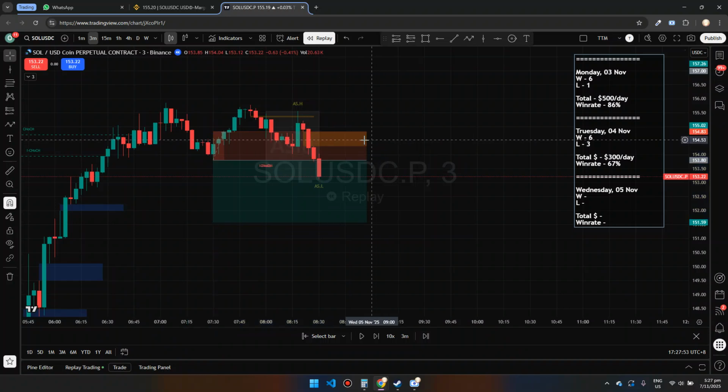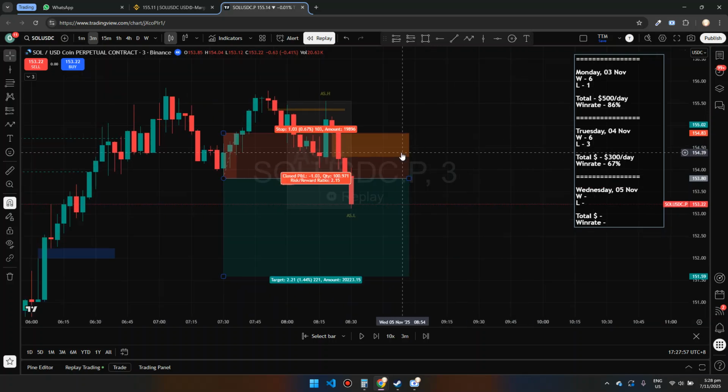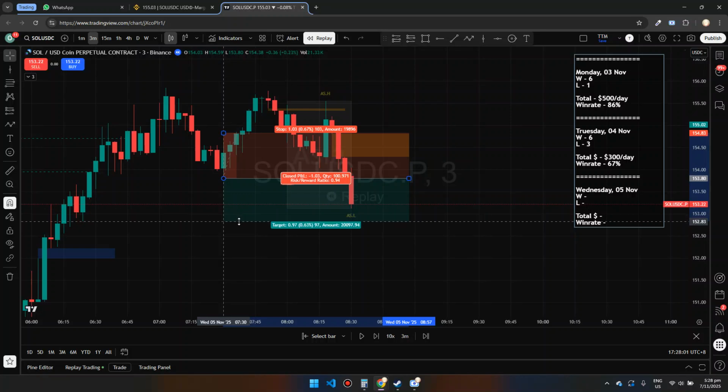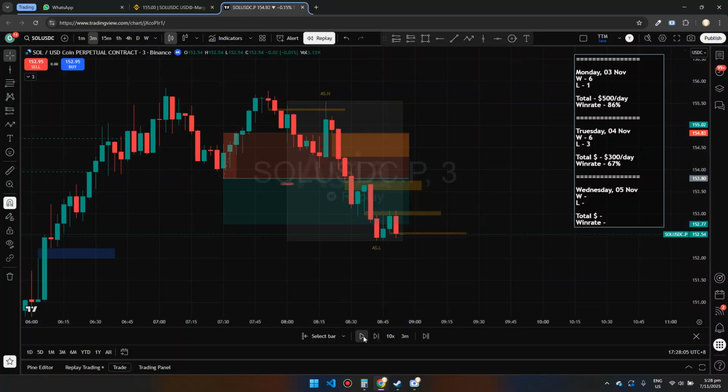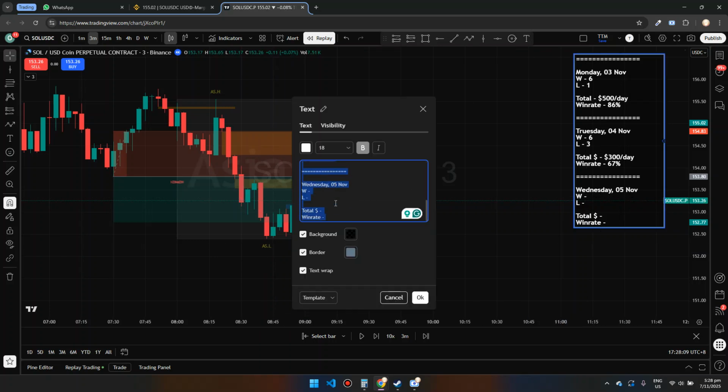So this is a fair value gap. I just put my stop loss behind this fair value gap, and then I aim for 1-to-1 risk ratio. All right, let's see where price goes. All right, so this is a win, easy win for the day.